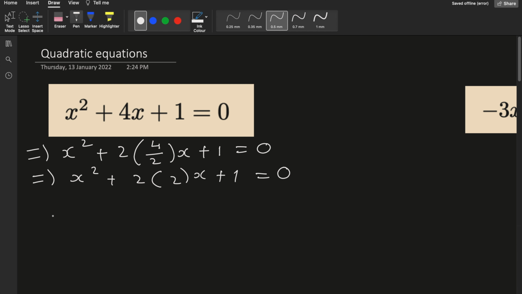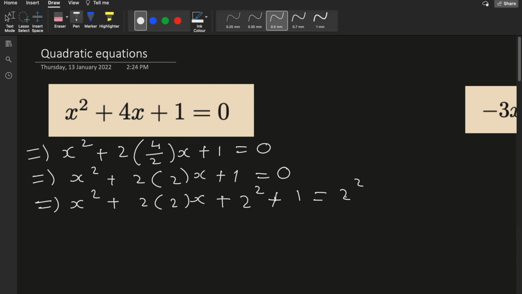The next step was to add b divided by 2 whole squared to both sides. Here b divided by 2 is the value within the brackets. Remember that, not this one, it's this one. So we'll have to write b divided by 2 whole squared on both sides. First we'll do this: 2 squared plus 1 equals 2 squared. This wouldn't matter because we are adding this to both sides. Even if we cancel, it would remain the same value. So we're just adding to both sides.